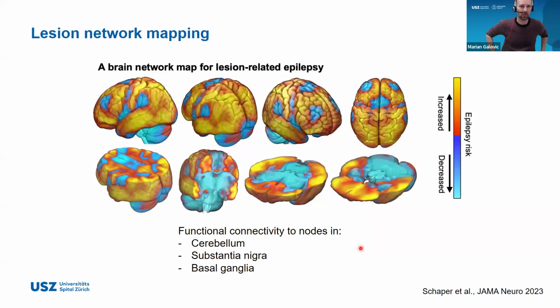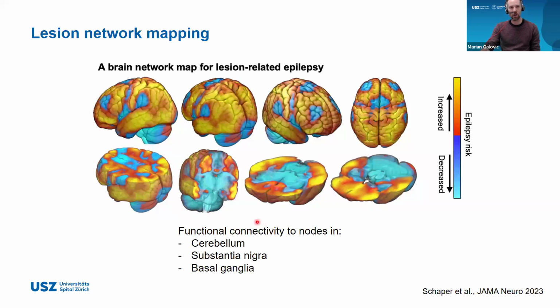This has also been done recently by the group of Michael Fox and Frederick Schaper in Boston and published in JAMA Neurology. They started with a group of post-stroke epilepsy patients, but then they also validated and replicated this network in many other different lesions. So it seems to be a network that's not very specific to post-stroke epilepsy only, but also may predict seizures in other lesional epilepsy cases. And so this is the network that they described.